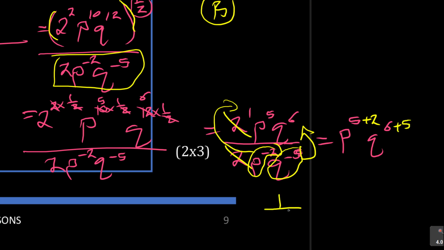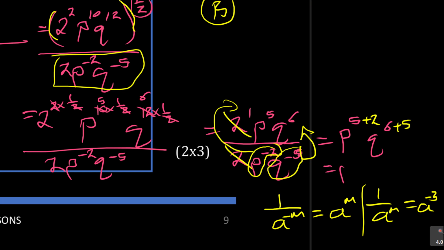Meaning 1 over a to the power negative m, now you just interchange, it becomes a to the power of m. If it was 1 over a to the power positive m, it becomes a to the power negative m. Look at how the signs are interchanging. Hence the final answer then becomes equal to p to the power of 7, q to the power of 11.